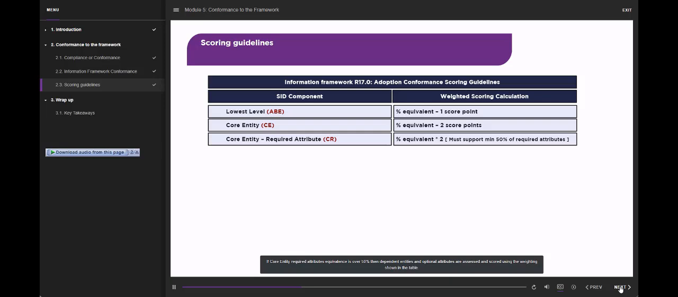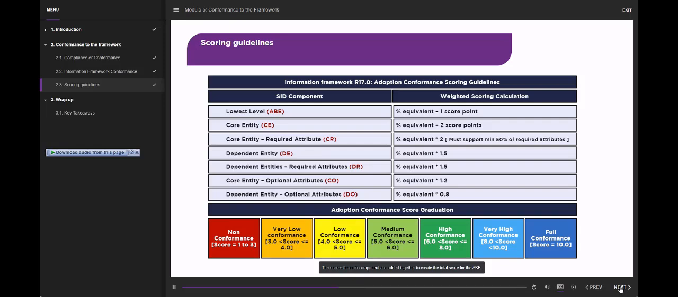If core entity required attributes equivalence is over 50%, then dependent entities and optional attributes are assessed and scored using the weighting shown in the table. The scores for each component are added together to create the total score for the ABE. A score of 10 means that the ABE is fully conformant.